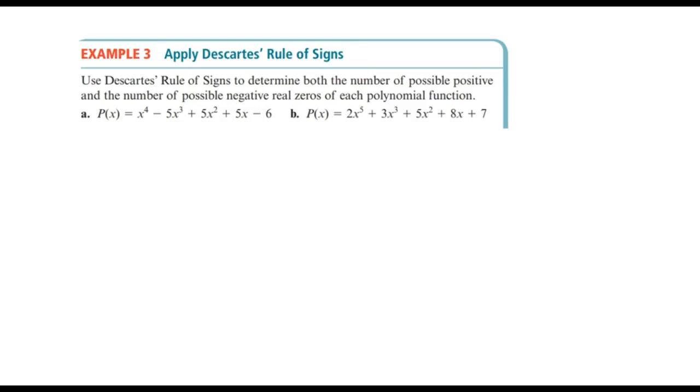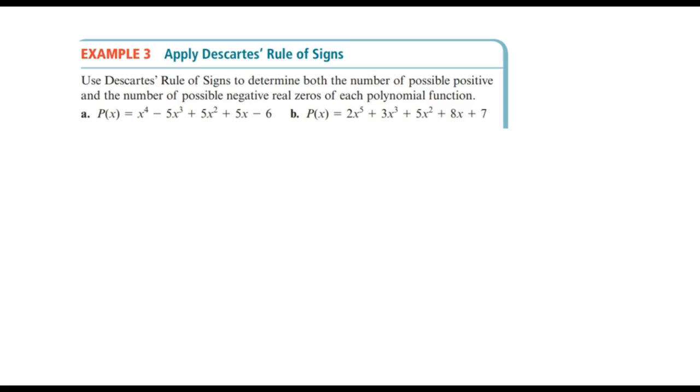All right, so we're going to look at Descartes' rule of signs. Now, this isn't really that difficult to do, but it's pretty interesting, and it tells us a lot about the function that we're dealing with. So let's look at two different examples and see what we find out. And I'll walk you through Descartes' rule of signs.